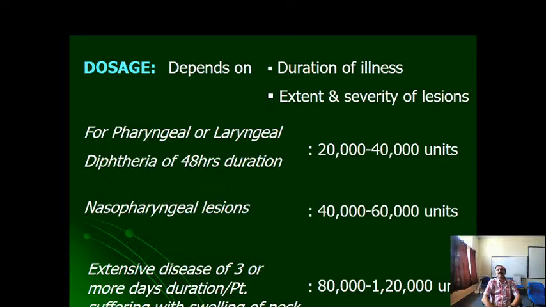For pharyngeal and laryngeal diphtheria of 48 hours duration, you can give 20,000 to 40,000 units. For nasopharyngeal lesions, you can give 40,000 to 60,000 units. And extensive disease of 3 or more days duration, patient suffering from bull neck, then you give 80,000 to 1,20,000 units.